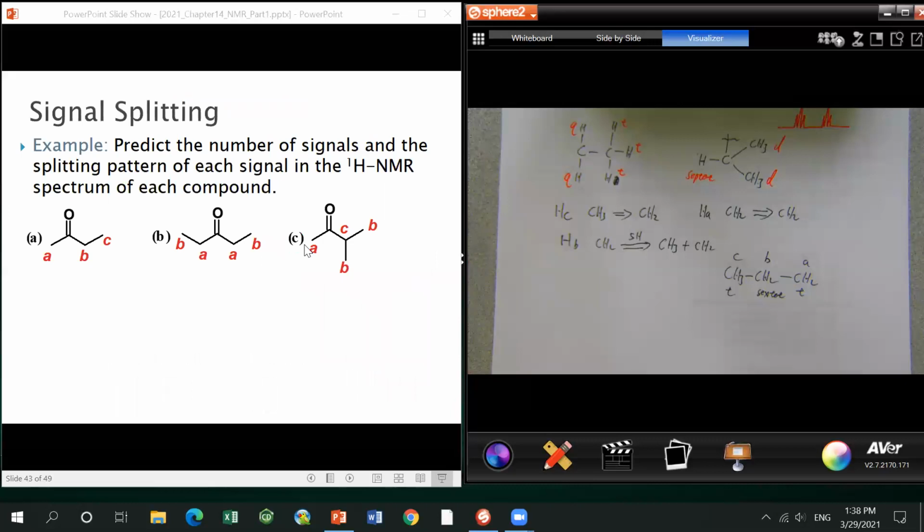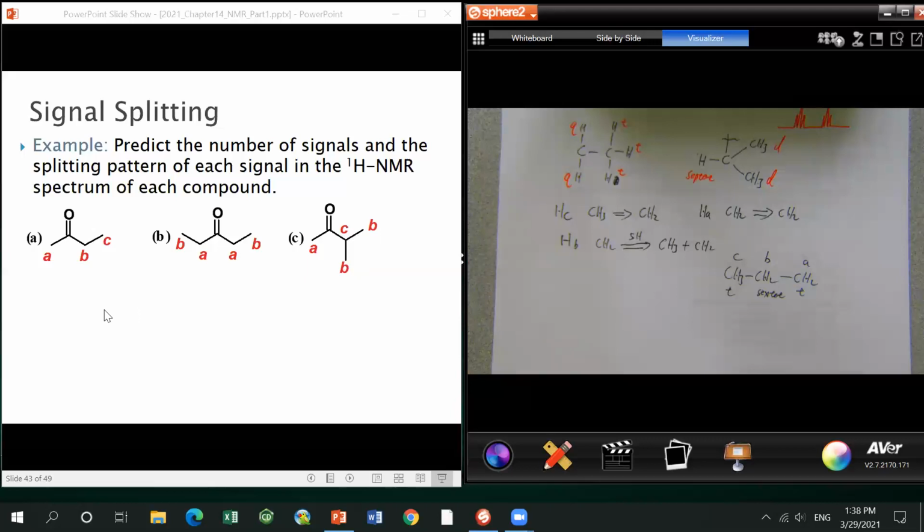All right, okay, so now it's your turn. We have three molecules, so try to label what kind of signals you can see. For example, the first one has A, B, C, three signals; the second one only has two signals, A and B; and the third one is A, C, B. Now try to answer what split pattern each individual signal has. That's singlet, doublet, triplet, or quartet, whatever.